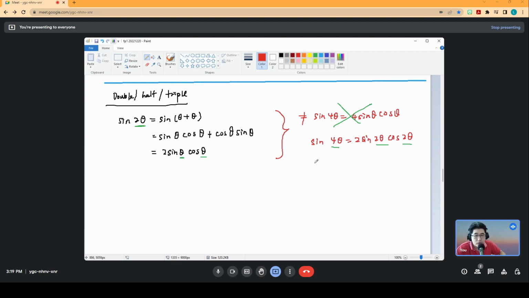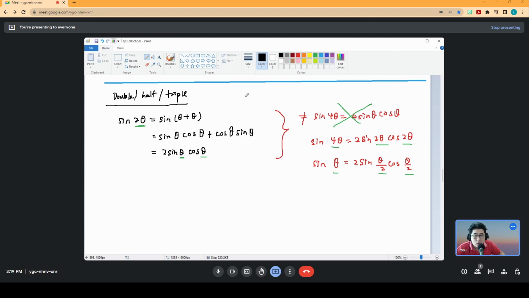In other words, sine of theta can be written as 2 sine of theta over 2 cos of theta over 2. As you can see, again, their relationship is double and half. This is how the double angle and the half angle are technically the same thing.